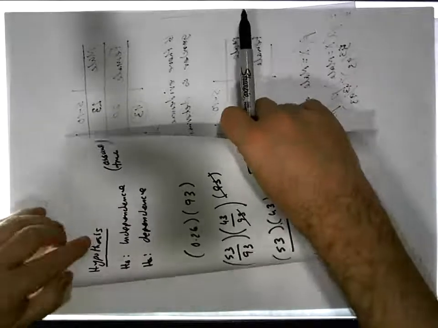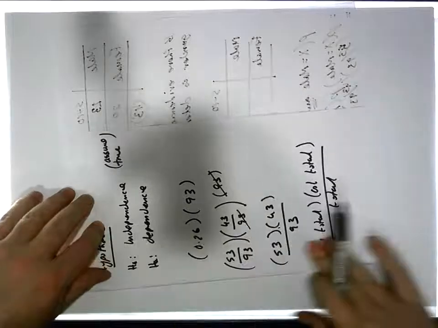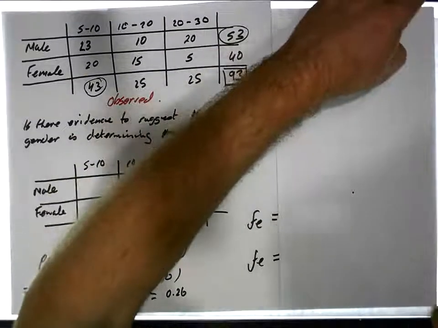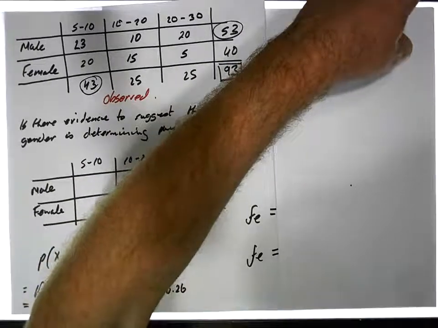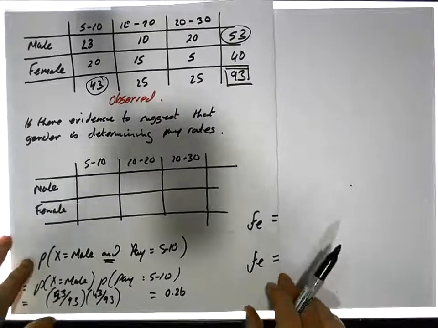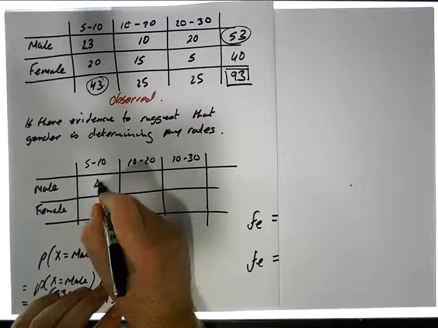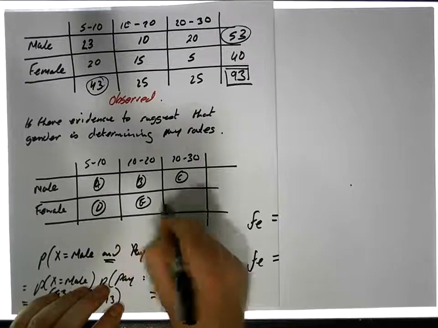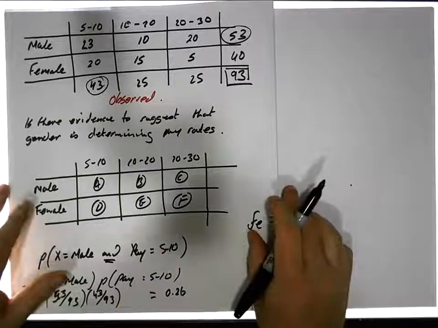So our expected frequencies. Sorry, maybe I just want to fold this over so that I can actually do these calculations and see the table. So let me just put this table here for a moment. What we're going to do is all of our expected frequencies. So let's call these cells A, B, C, D, E, and F. We're going to do all these expected frequencies.